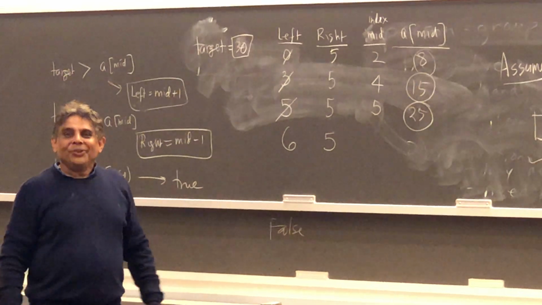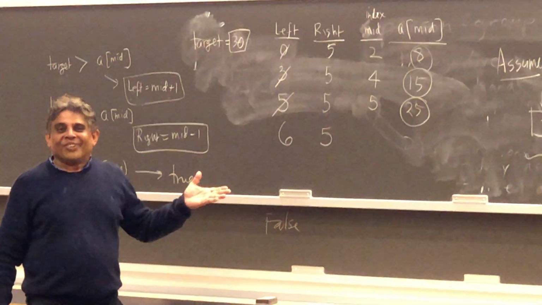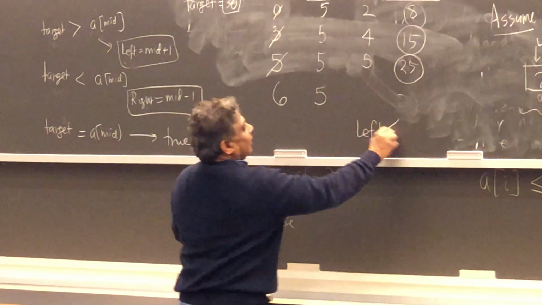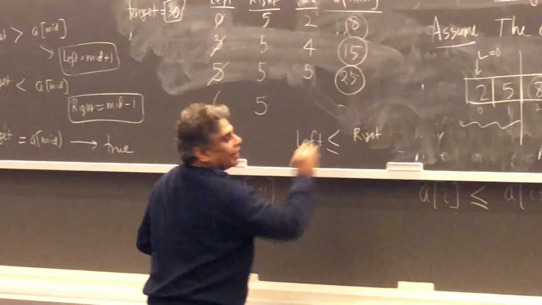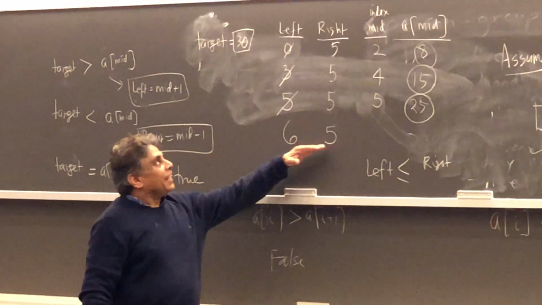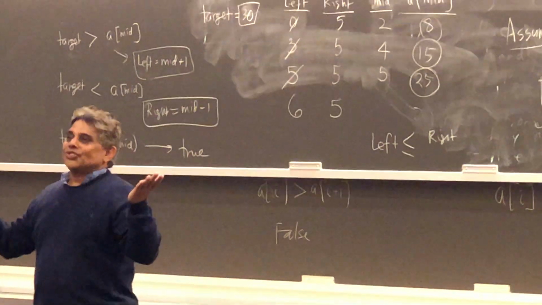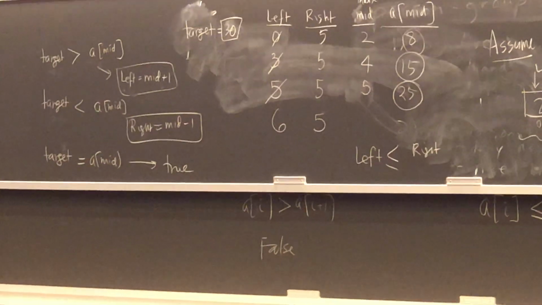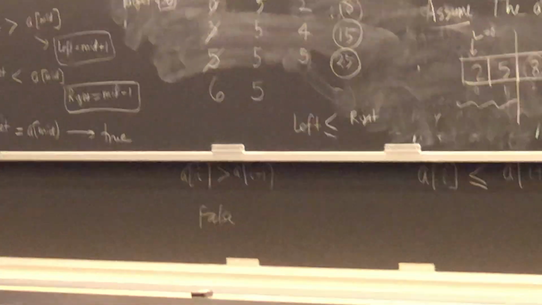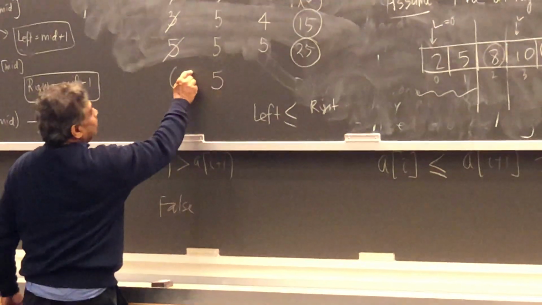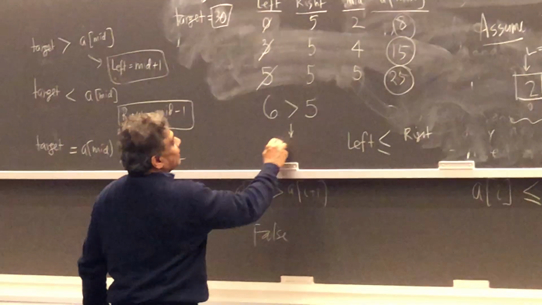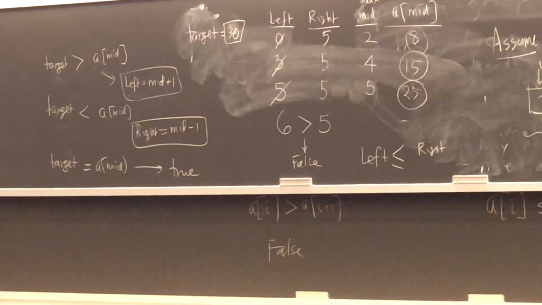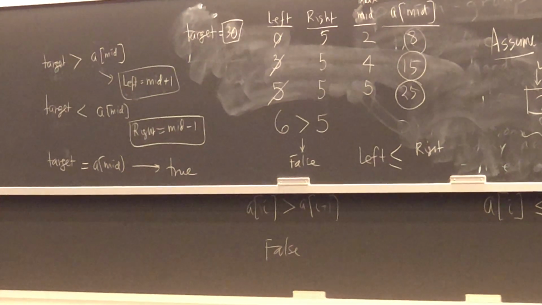Now can I compute a mid now? There's something wrong now, right? Because my left should always be less than or equal to the right. If the left is bigger than the right, that means you have an array of no size. That means there's nothing to search in. So that's your exit condition for the loop that you're going to be writing. The fact that the left becomes bigger than right indicates that the element doesn't exist. It's false. Okay? So that's binary search.